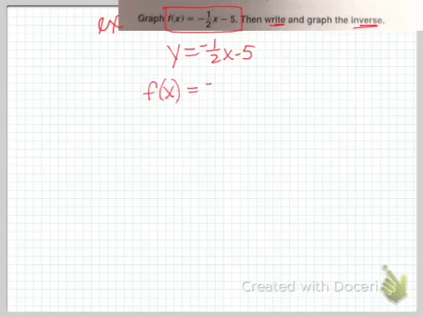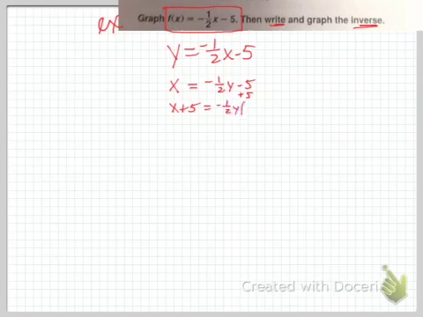Replace y with f of x. Okay, back up a step here. It's already in y. We're going to replace x with y and y with x. And then solving for y, we add 5 first. And then we multiply by negative 2, excuse me, in order to get rid of that fraction. Okay, remember we're trying to solve for y.